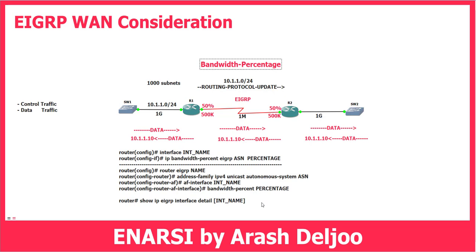And you know that about the bandwidth percentage, in most cases we don't increase the usage of the bandwidth for EIGRP, and maybe in some cases when we have a link with lower bandwidth, for example 64 kilobits per second, it is recommended to decrease the EIGRP usage of the bandwidth. Let me show you one simple scenario to learn about the bandwidth percentage configuration. You know that this is one of the EIGRP WAN consideration tools that we can use.